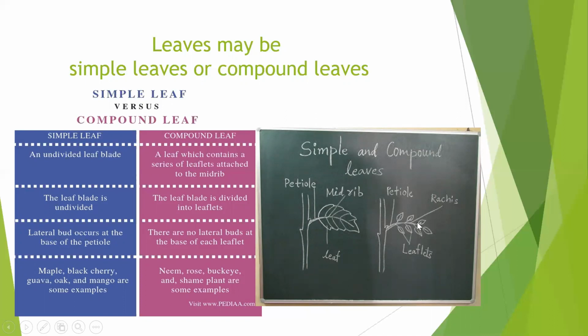Whereas in the compound leaf, these incisions reach up to the midrib, and these are not leaves, these are the leaflets. So it contains leaflets, and the leaflets do not have a petiole. Only one petiole is there, at the portion attached to the branch. And over here the leaf has a petiole, and the base of the petiole contains a lateral bud, whereas the base of leaflets does not contain any lateral buds.